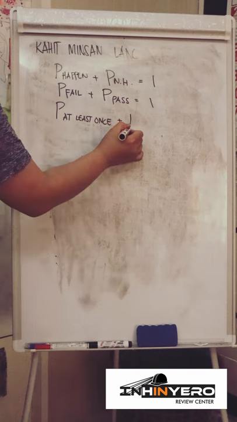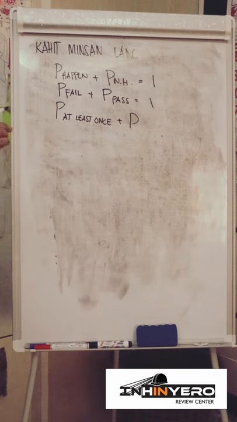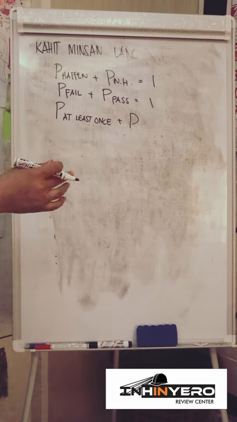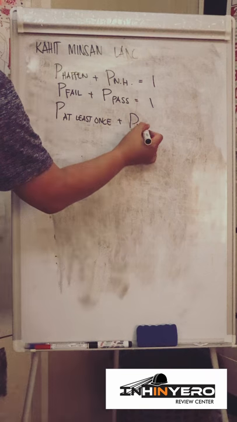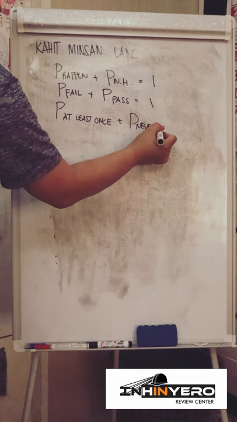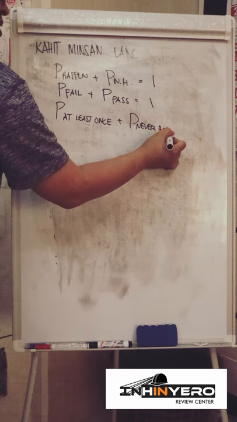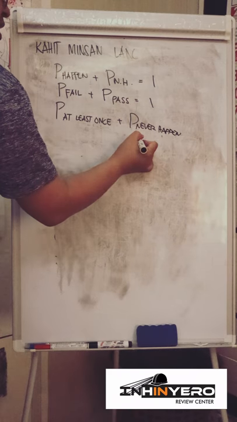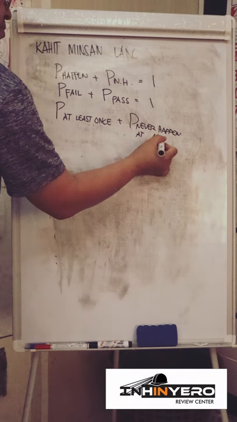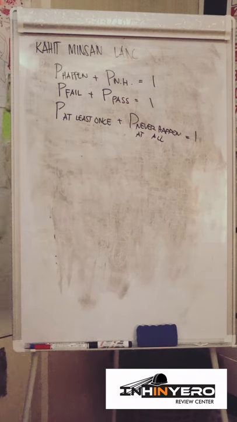Ano yung kabaliktaran niyan? Kung ang isang bagay gusto mong mangyari kahit minsan lang, ano yung ayaw mong mangyari? Yung never siyang mangyayari. It will never happen at all. And that is equal to 1.